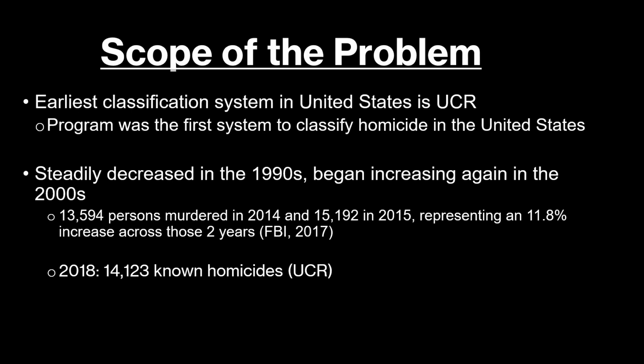Let's see how prevalent homicide is in our nation. So homicide is typically classified through the UCR, and we get our data through the UCR, and there's a supplementary homicide report that comes through that. And we've talked about the UCR. It's the earliest classification system in the United States, and its purpose was to classify homicides. Contrary to popular belief, homicides have steadily decreased since the 90s.